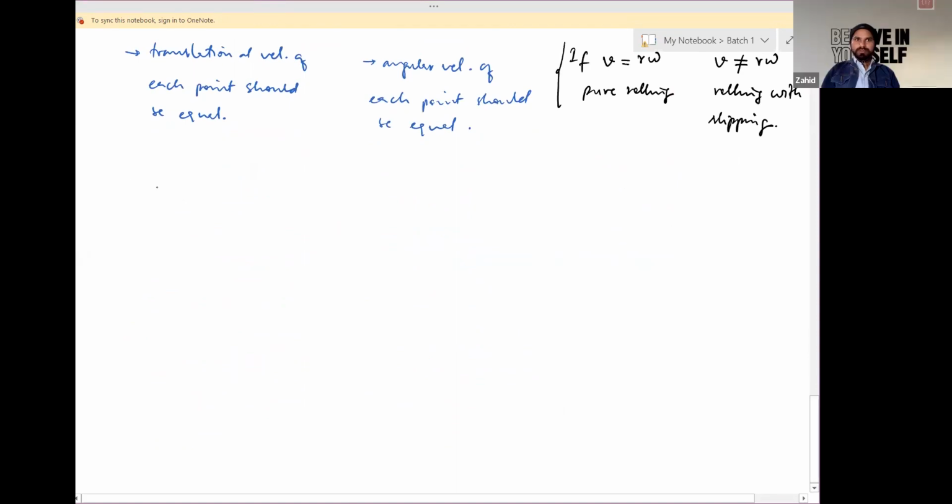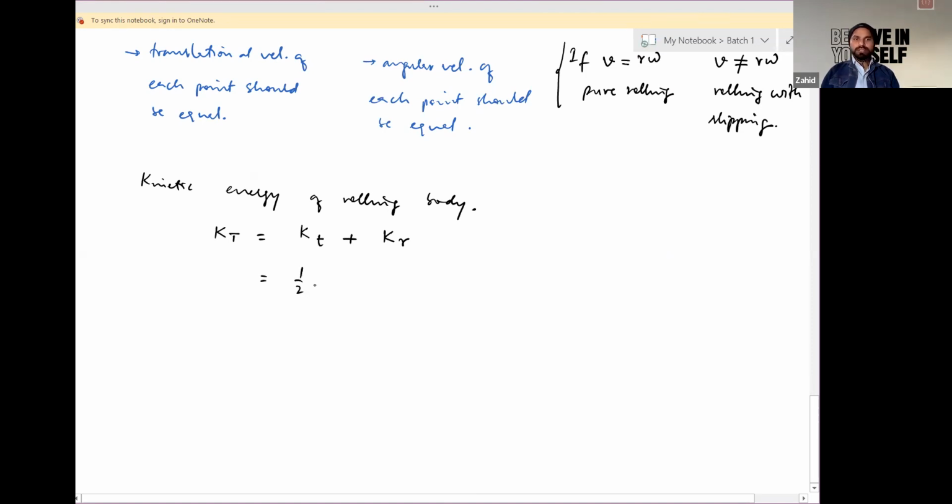Now for this rolling motion, we have to first define the kinetic energy of a rolling body. Since this particular body will have two different motions, one translational and the other rotational, the total kinetic energy will be equal to translational kinetic energy plus rotational kinetic energy.